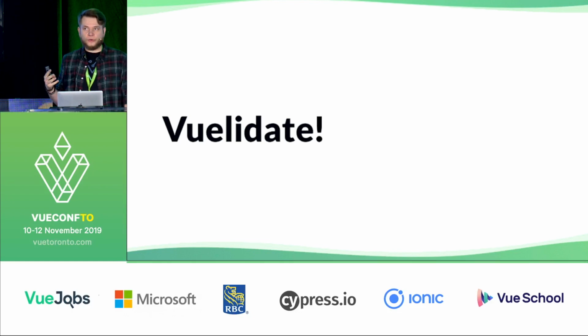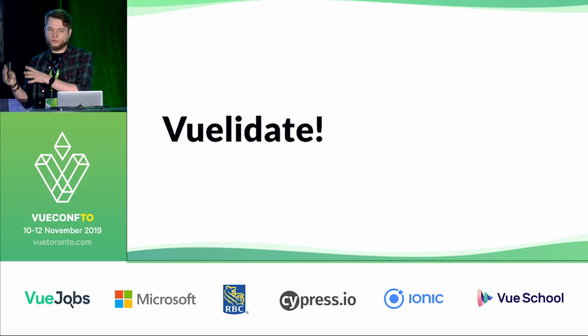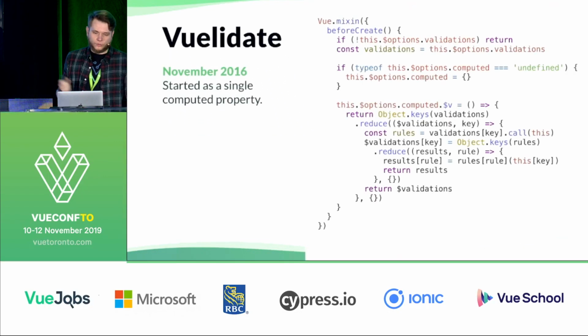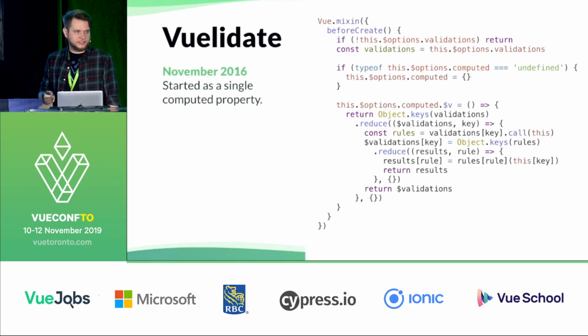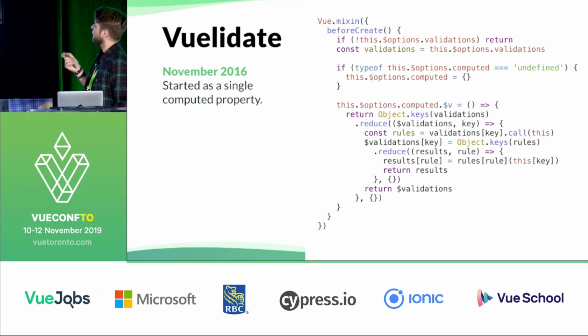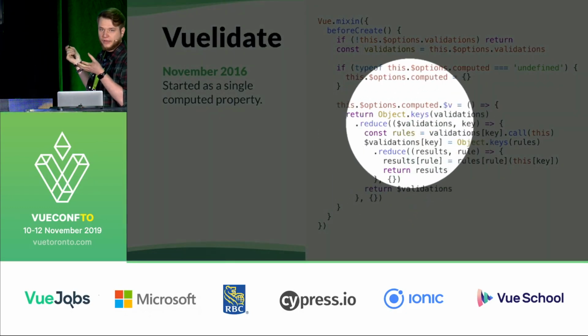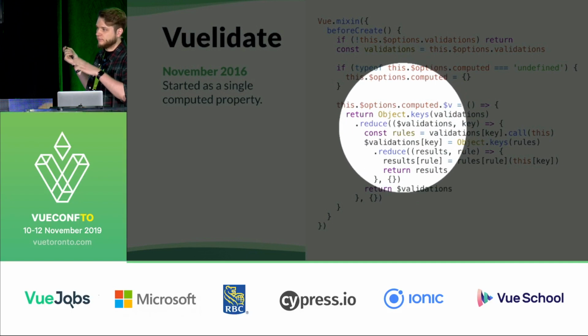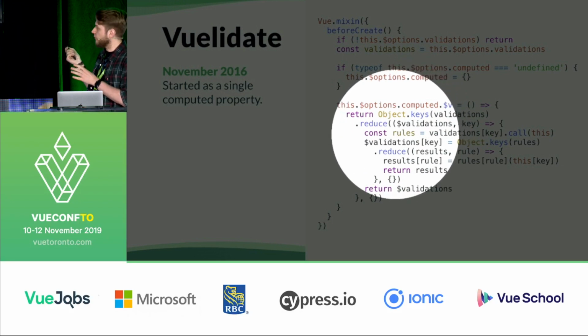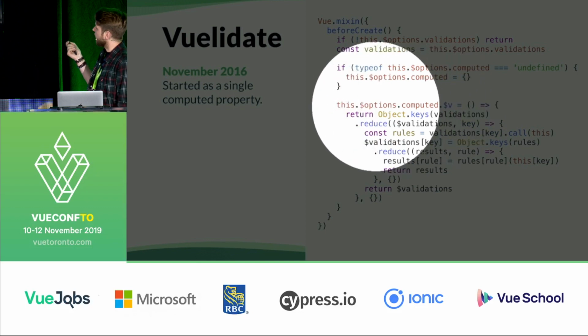And it had to create multiple Vue instances for basically every level of the tree, which isn't very good. So when it started in 2016, it can be considered legacy code at this point, I guess. A year later, it's already legacy in JavaScript, I guess. So it just started as a very simple computed property, which is the strategy by extending an existing component with a computed property.